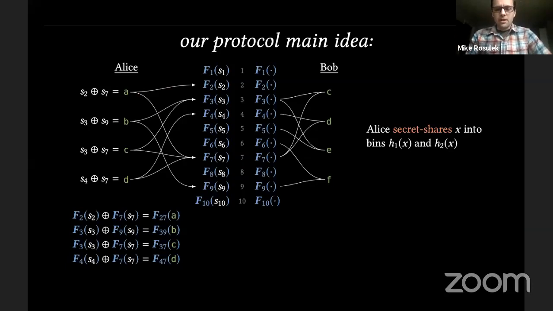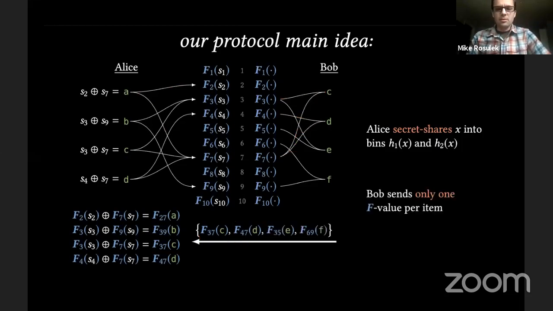It turns out that the oblivious PRF that you would imagine using automatically satisfies this property for free. So we kind of get that as a bonus. And now Bob just has one thing that he needs to send per item. He doesn't have this situation where he can send half of the information. It turns out that it's possible to simulate Bob's behavior here.